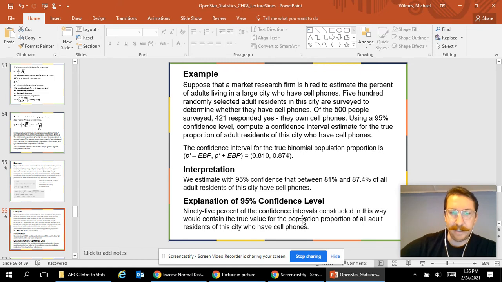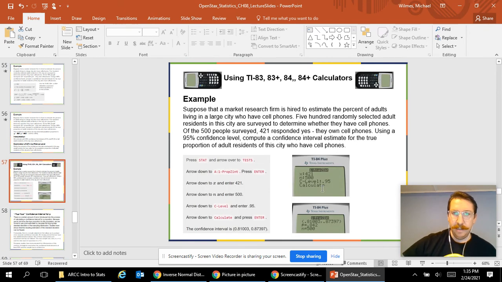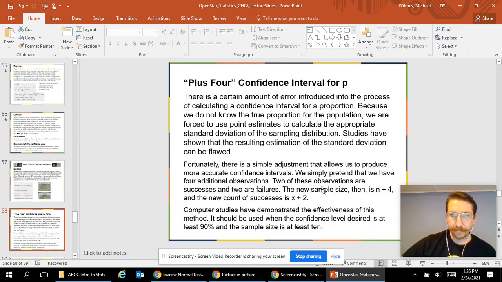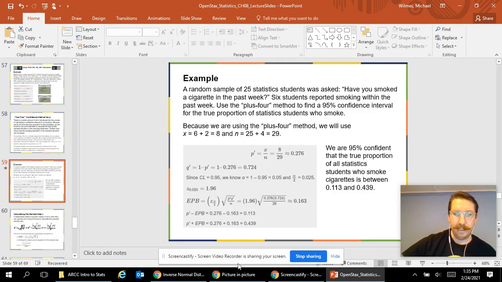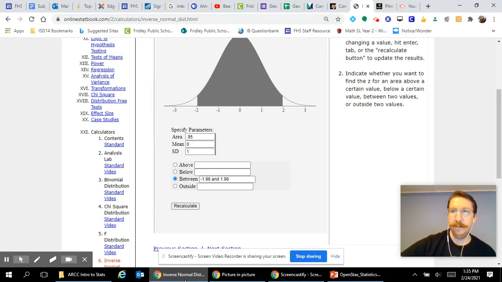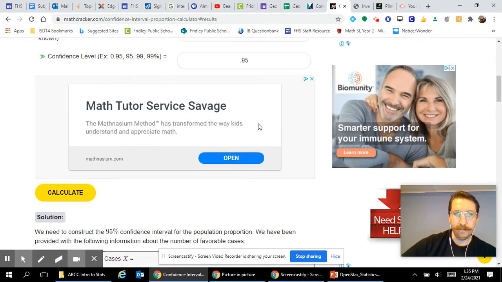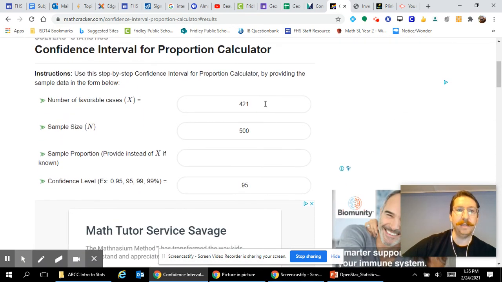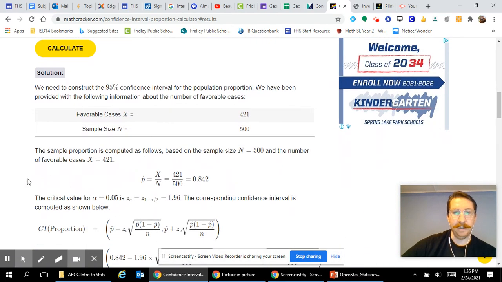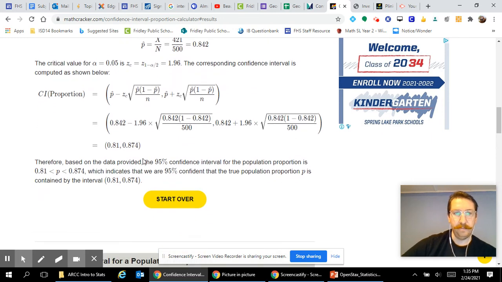The next slide is talking about that. We say with a 95% confidence level, between 81 and 87.4% of all residents have cell phones. Here's how to do it on the calculator. Checking our answer here, there is another calculator where you can type in the favorable cases, the sample size, and the confidence level, and it will go through and calculate this for you. That's a way to check your work while showing it.